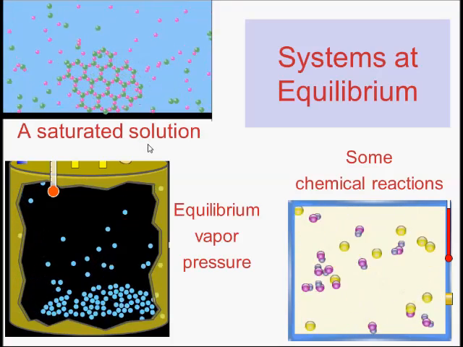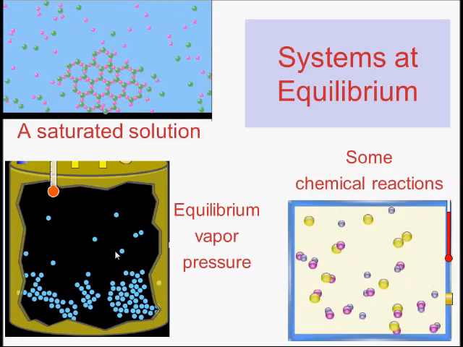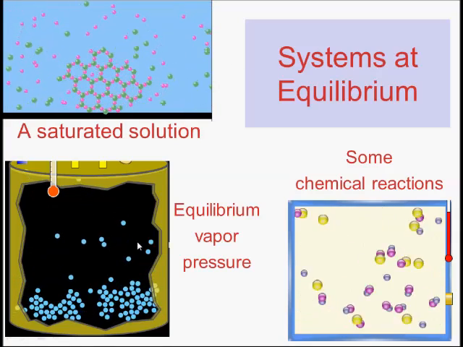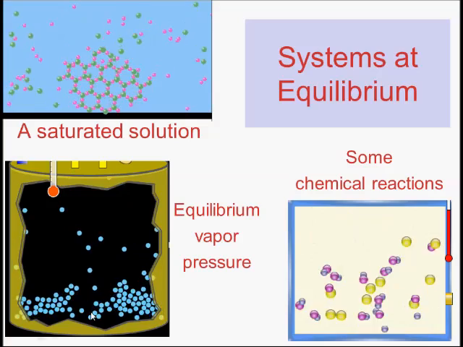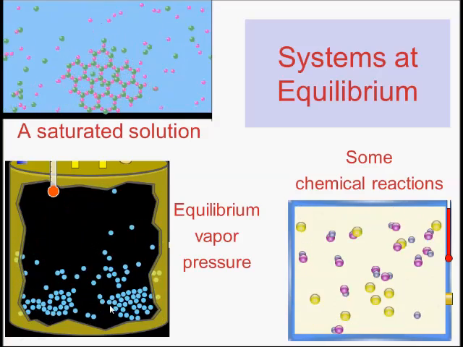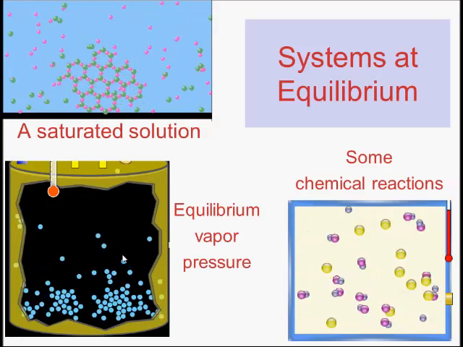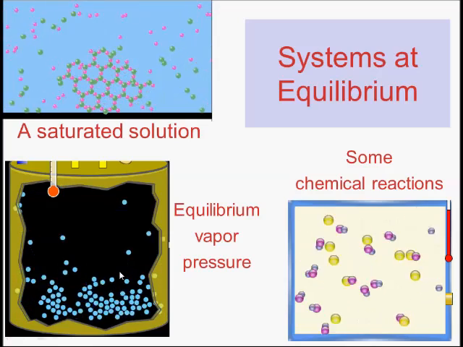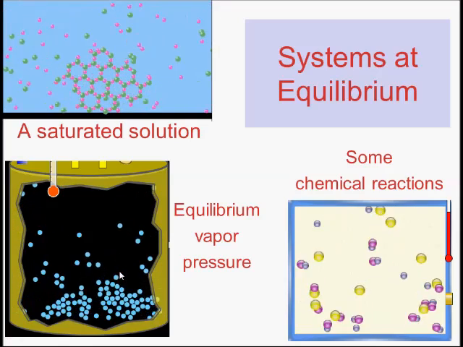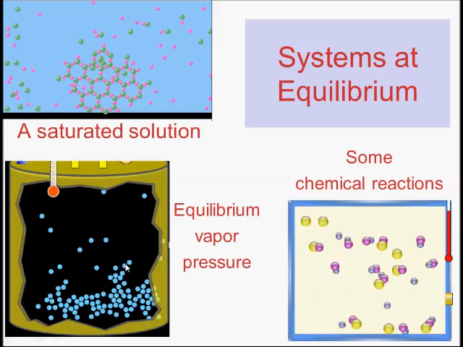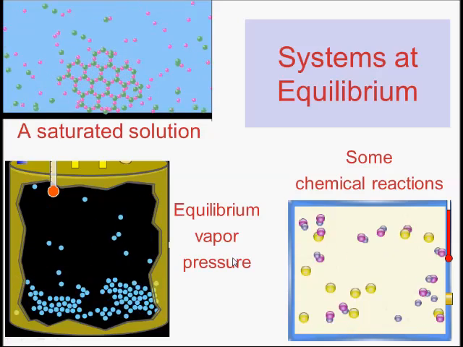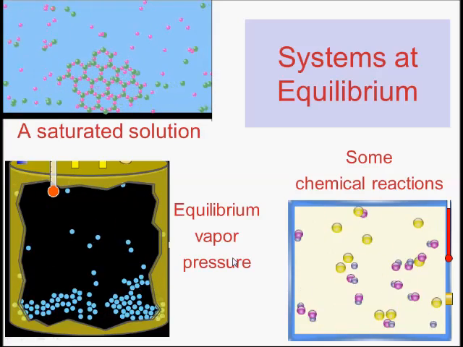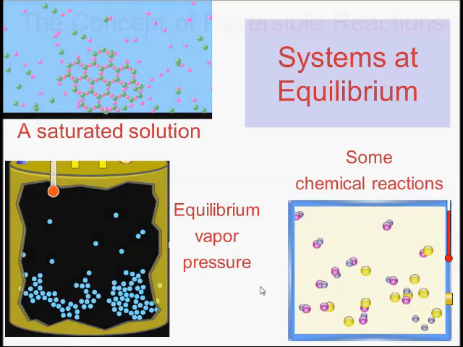We also saw an equilibrium system when we looked at the vapor pressure. As long as you had excess liquid in there, there's an equilibrium that exists between the liquid and the substance that exists as the vapor pressure, and how there's a back and forth there. In this slide and video, we'll also look at some examples of chemical reactions, how there can be an equilibrium existing in a chemical reaction.